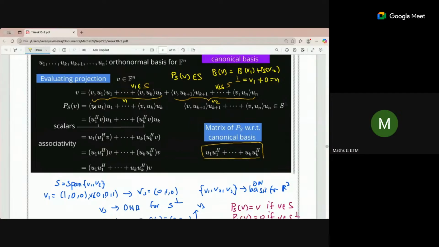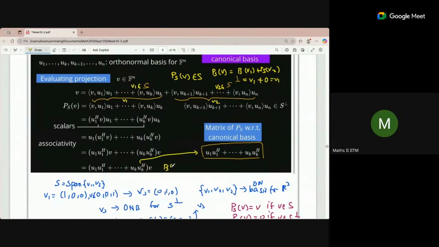Okay, now I am going to simply rewrite this ⟨v, u1⟩ as u1^H v and ⟨v, uk⟩ as uk^H v. So each of these inner products I am rewriting as scalars here. Then again I'm doing more rearrangement. I'm going to rewrite it as u1 u1^H v plus etc. plus uk uk^H v. Now you see that again I'm using associativity and changing the brackets. So this is what I'm getting finally, and this is the matrix representation.